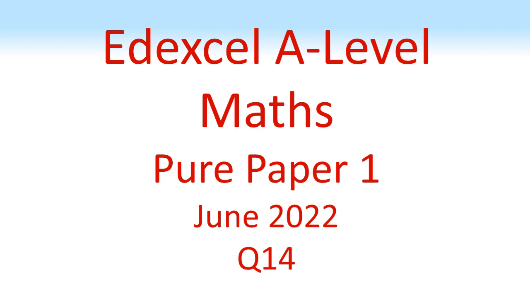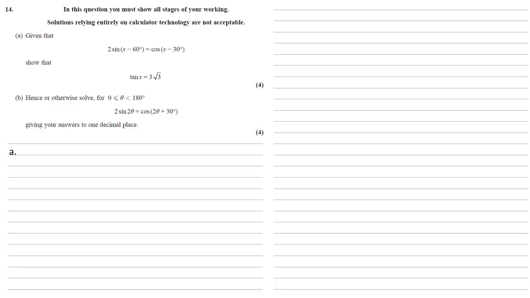Edexcel A-Level Maths, Pure Paper 1, June 2022, question 14. Given that 2 sin(x − 60) = cos(x − 30), we need to show that tan x is equal to 3√3.